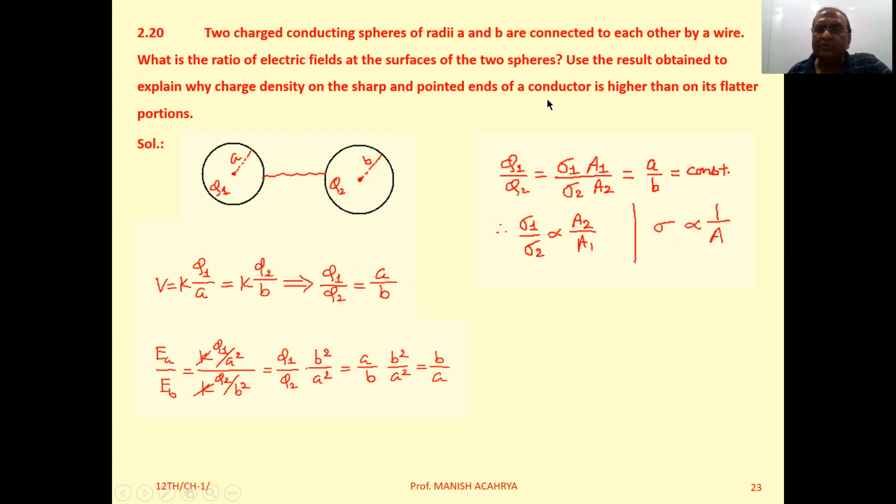Now, suppose we think about the flatter portion. For the flatter portion, the area will be more compared to the sharp and pointed portion. Therefore, if area is more, surface charge density will be less. If area is less, surface charge density will be more. So simply we can say for sharp and pointed ends, the surface charge density will be more. Clear?